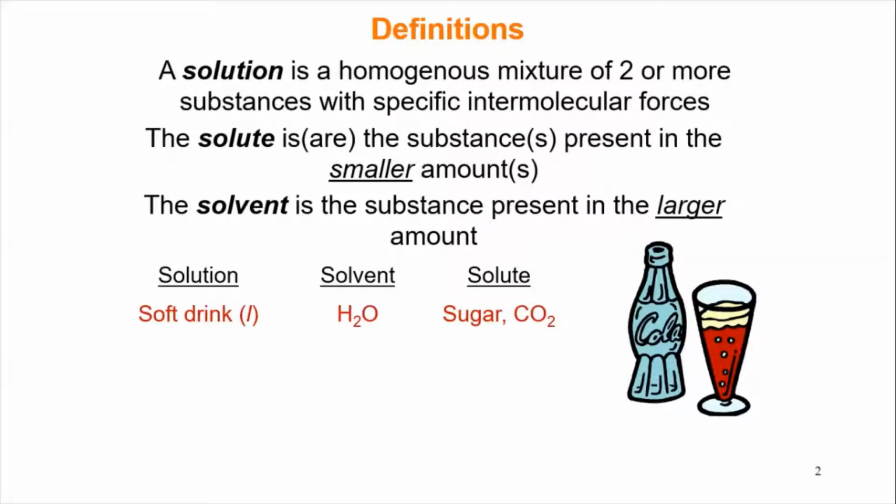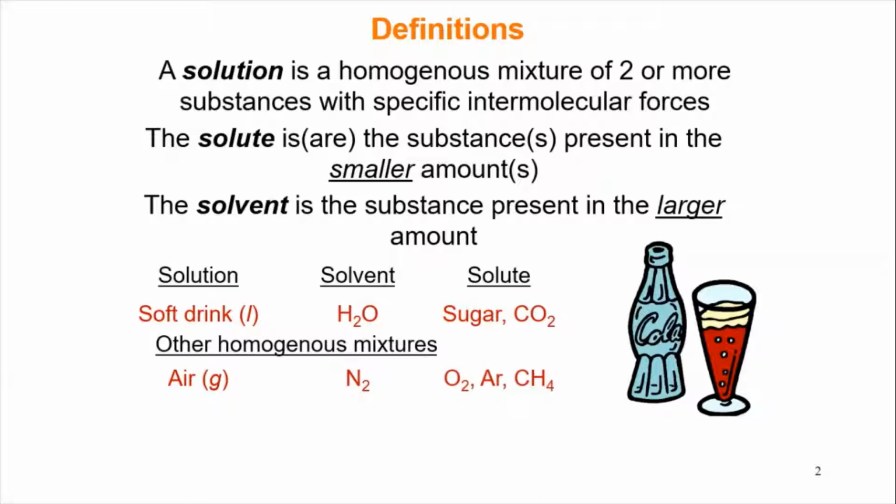Now, in the past, we considered other homogeneous mixtures as if they were also solutions. For example, we thought of air as being a solution because it is a homogeneous mixture. And we would say that, well, the solvent would be nitrogen because it's the gas that's present in a larger amount. And then oxygen, methane, argon, carbon dioxide, even water vapor might be considered as the solutes.